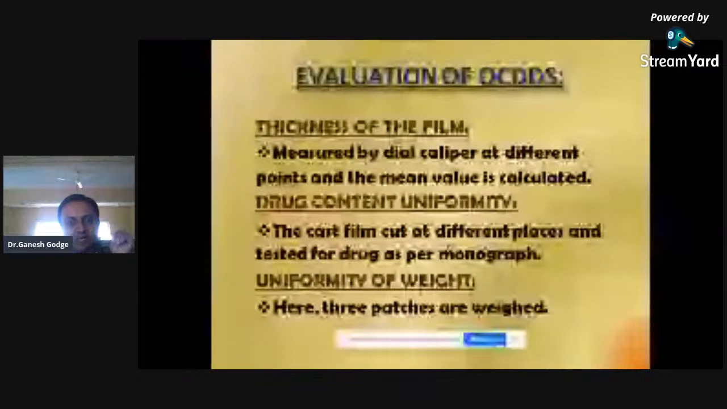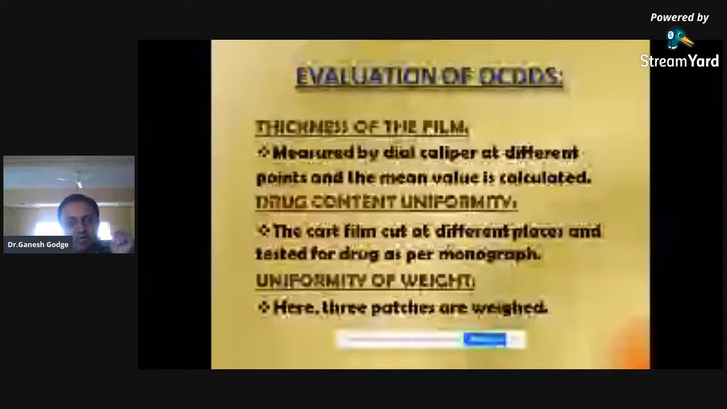After that, there is the point of evaluation of ocular drug delivery systems. You have to evaluate ocular preparations based on thickness of film, drug content uniformity, uniformity of weight, and percentage moisture absorption by your ocular film. For in vitro evaluation, the bottle method, diffusion method, modified rotating basket method, and modified rotating paddle apparatus are available.